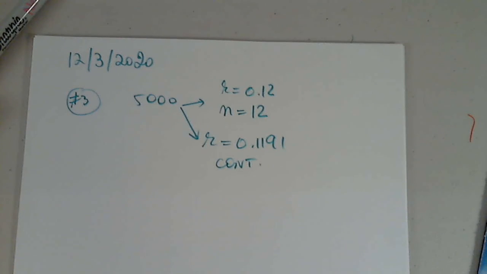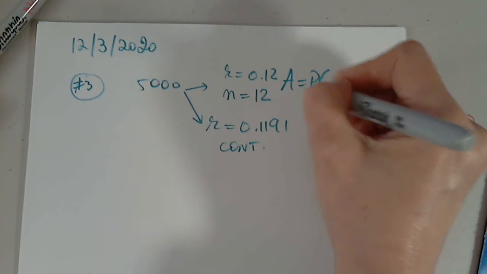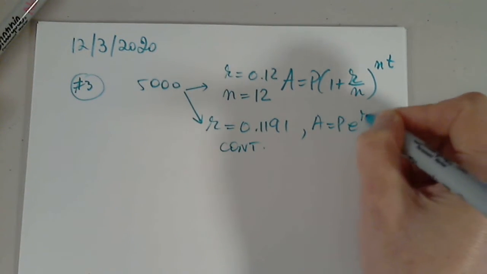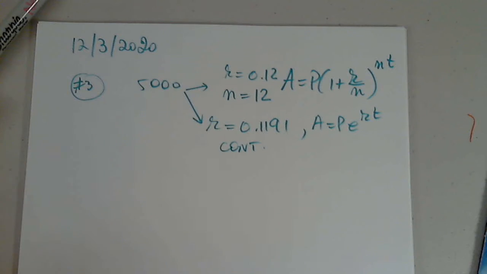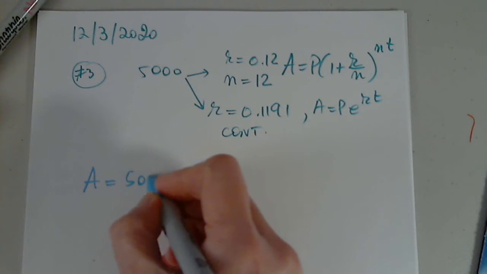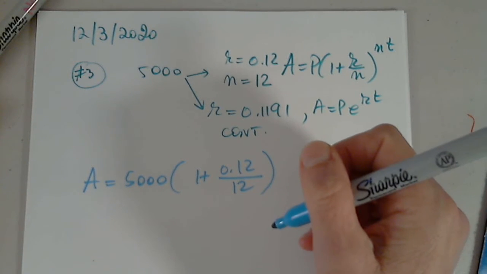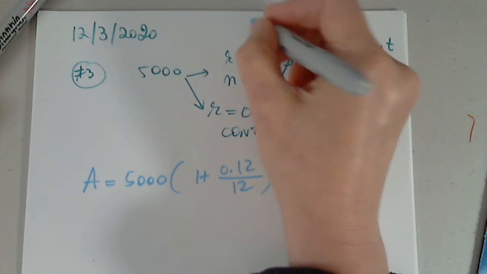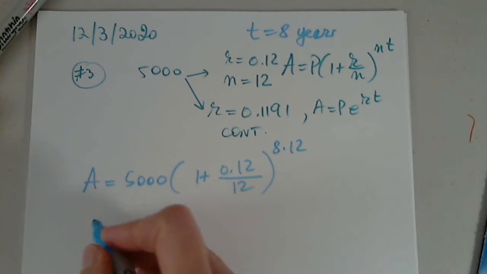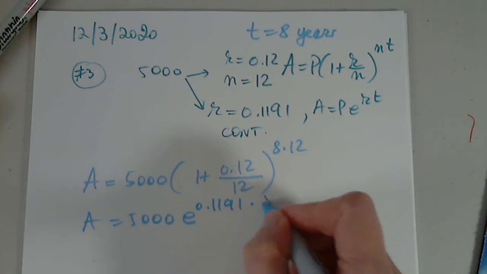See the formulas above. I'm not expecting you to memorize these formulas. This one is A equals P times (1 plus r over n) raised to nt, and this one is A equals P e to the rt. All we have to do is show what we are plugging in and use the calculator. So 5,000 times (1 plus 0.12 divided by 12), and how many years? 8 years. So this is 8 times 12, and the other one is 5,000 e to 0.1191 times 8.